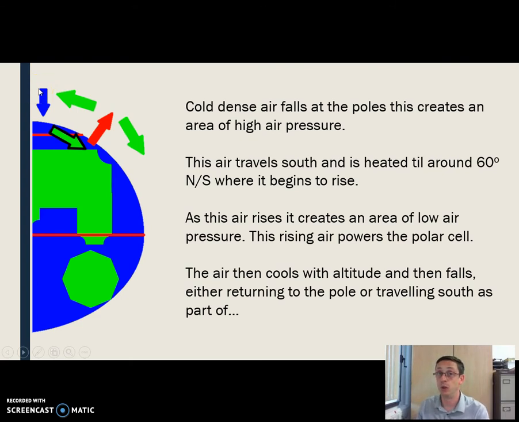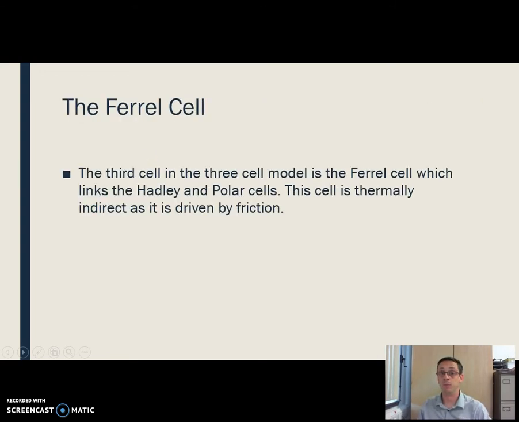It's very cold up here again, so it cools, falls, and that completes our polar cell. Now, the air that's travelling south helps to form our last cell. Our last cell is the Ferrel cell. Now this is a bit different in that we call this a thermally indirect cell, and the reason it's called that is because it's not driven by changing temperatures, it's driven by friction.